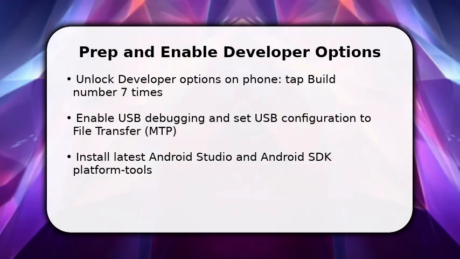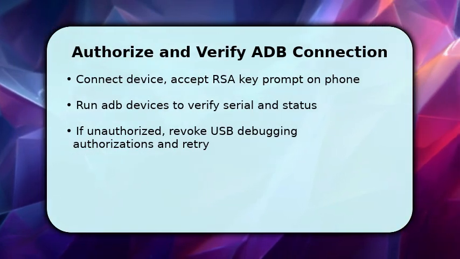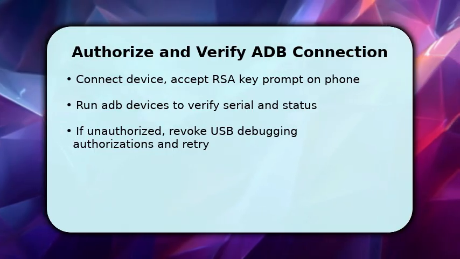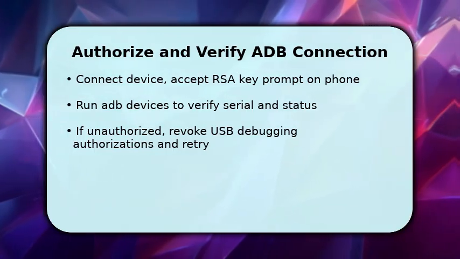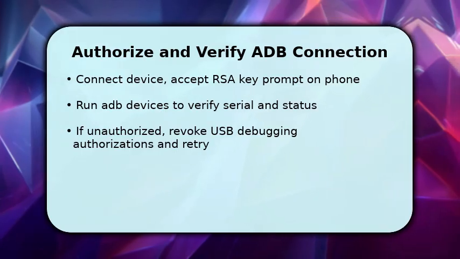With the phone connected, you'll see an RSA key prompt. Accept it to authorize this computer. Then open a terminal and run adb devices. Once you see your device's serial and the word device, Android Studio can deploy apps.